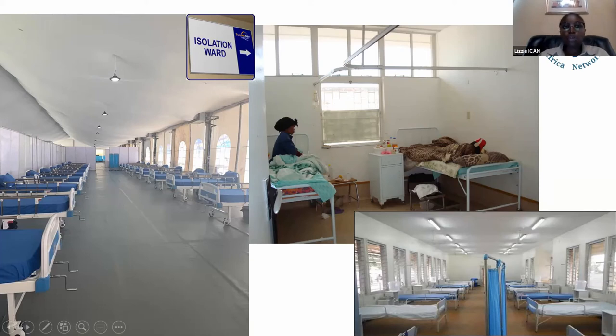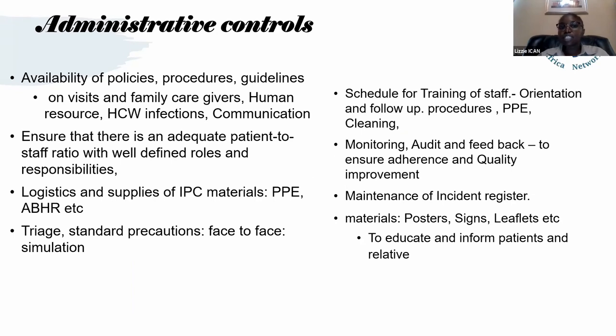Then for the administrative controls, you should have policies, procedures and guidelines in place, and these should be written clearly and understood by everyone who is working in that particular ward or isolation area. You should ensure that there is an adequate patient to staff ratio with well-defined roles and responsibilities. You should also take care of the logistics and supplies of infection prevention and control materials, that is the personal protective equipment, the alcohol-based hand rub, the soap, and other supplies that we are using. And you should have a triage and institute the standard and transmission-based precautions.